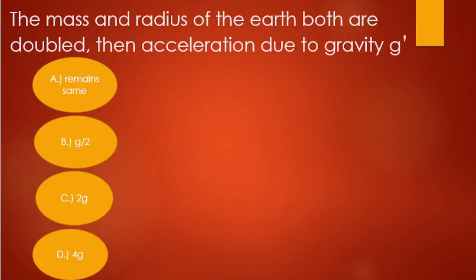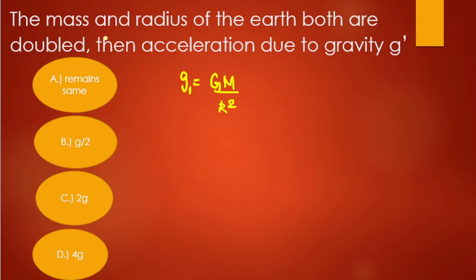Now, let's go on solving the previous session question. Previous session we saw about the acceleration due to gravity. So now the question is, the mass and radius of the earth both are doubled, then what is the acceleration due to gravity? First, what is the formula we studied for acceleration due to gravity? g is equal to capital G capital M by R square. So this is the formula we studied for gravitation. Let us consider the same formula for the initial acceleration due to gravity.